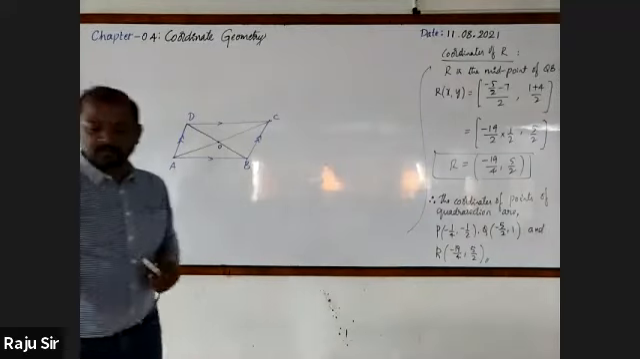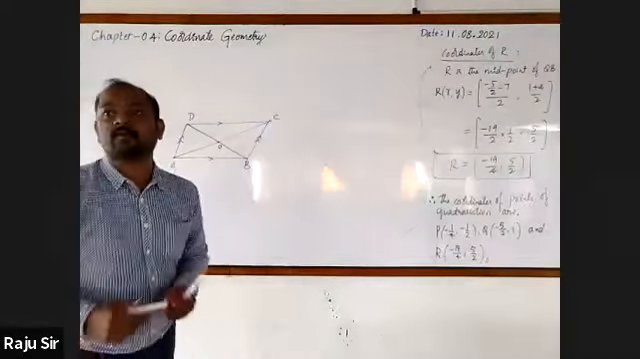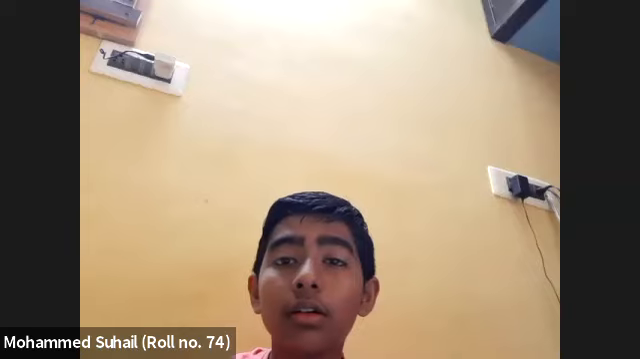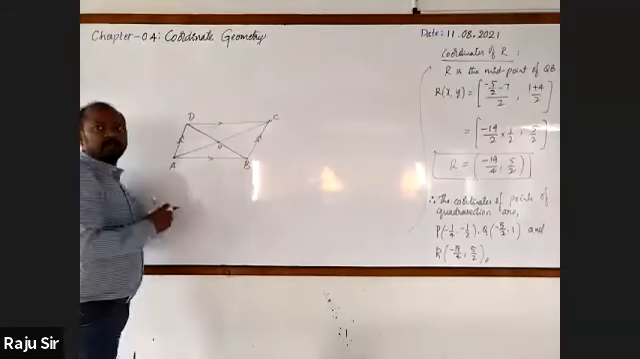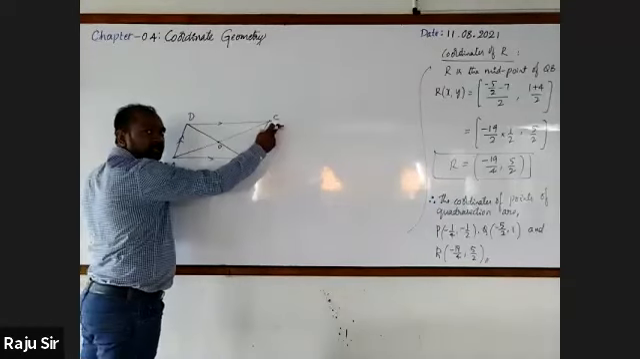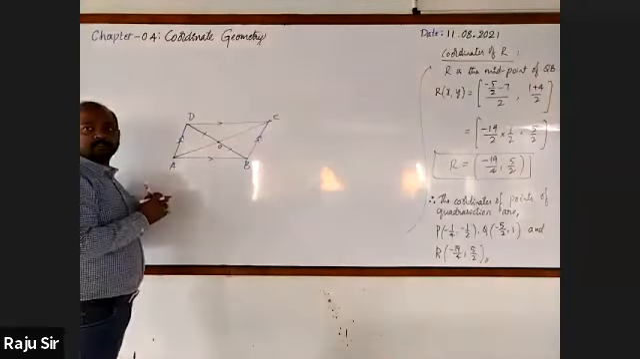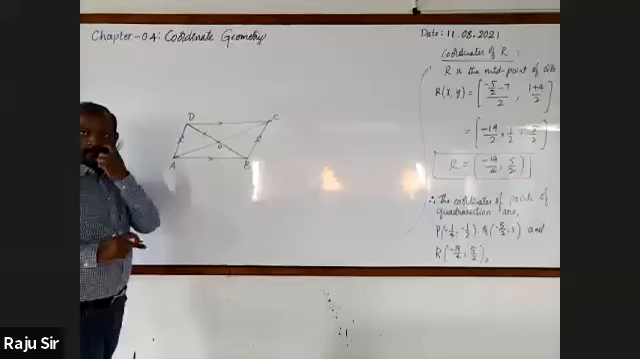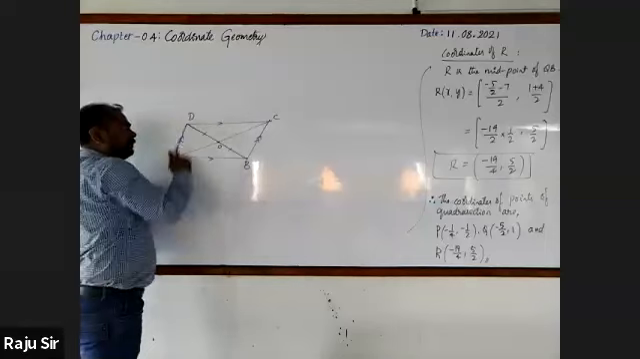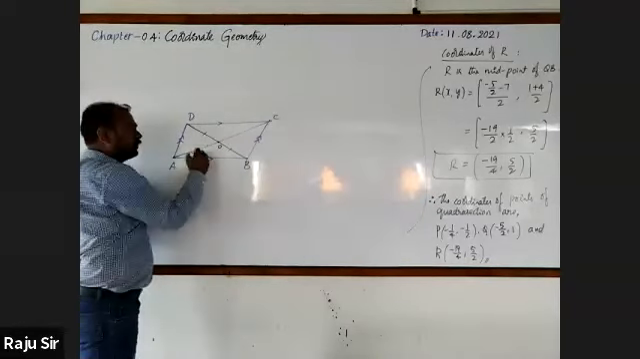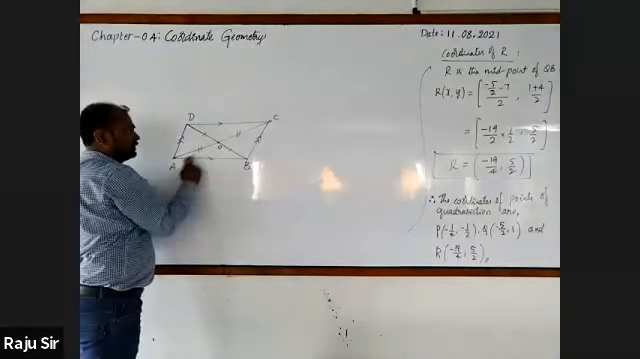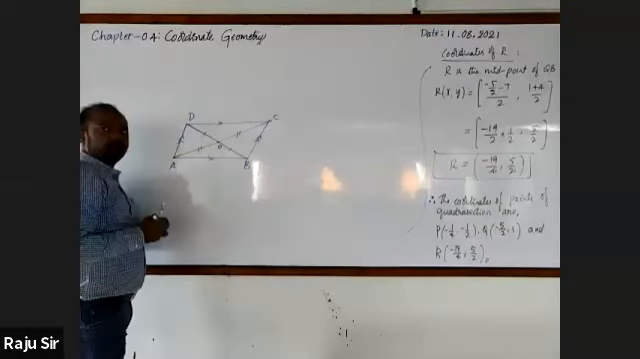Diagonals, the diagonal property: they bisect each other. Very good. Diagonals of a parallelogram bisect each other, which means that the diagonal AC will divide BD into 2 equal parts. Means BO equals DO. Similarly, BD will divide AC into 2 equal parts. Means AO equals CO.